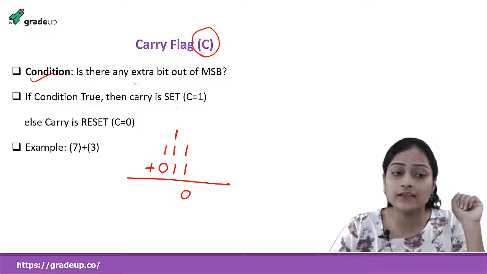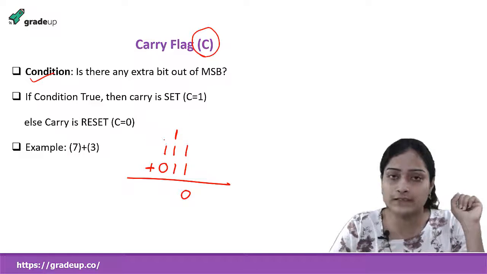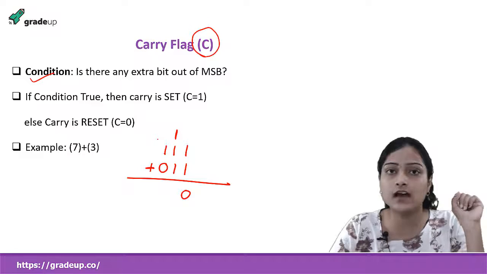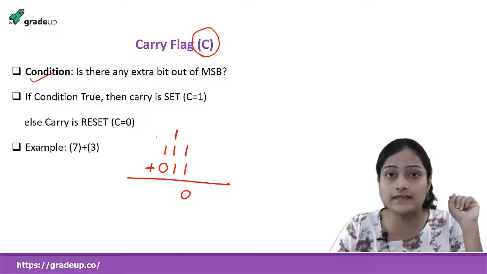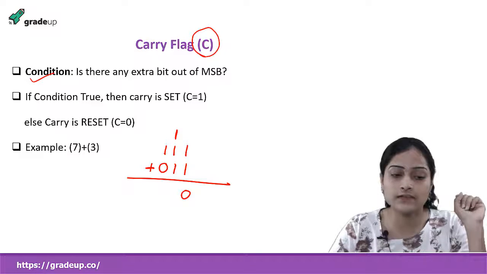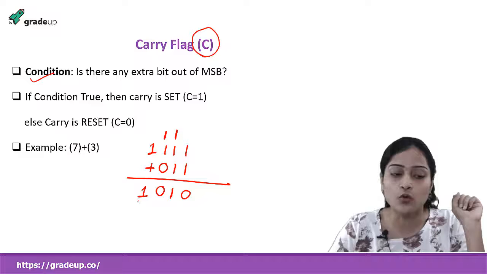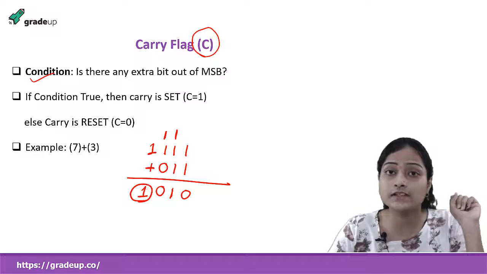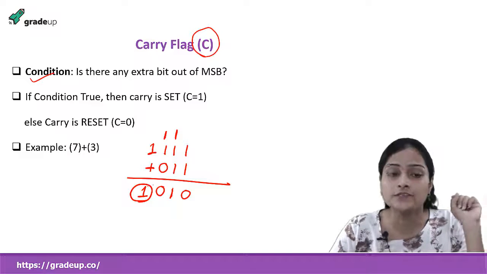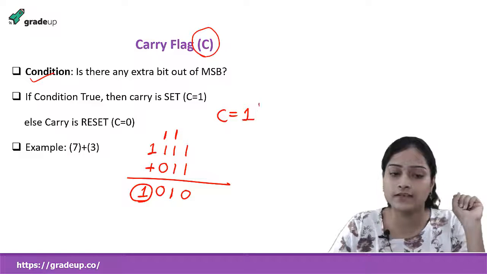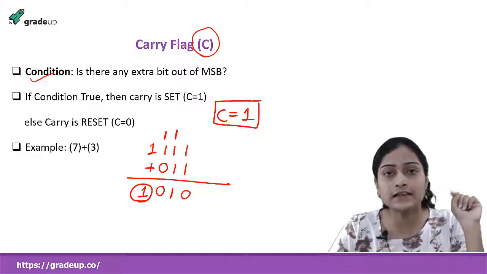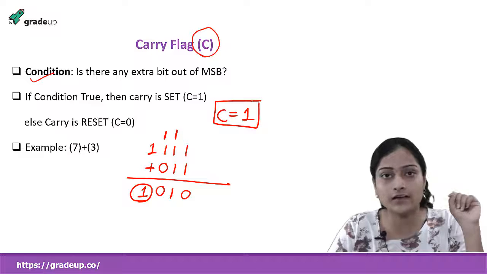I said the carry should be out of the MSB. Only then am I going to set the carry bit as 1. Here 3 ones, then output will be 1 and 1 carry also generated. 1 and 1, again 0 and 1 extra bit generated. So this is a bit which is getting out of my MSB. So here carry bit will be set. In this manner, carry flag is implemented in our system.